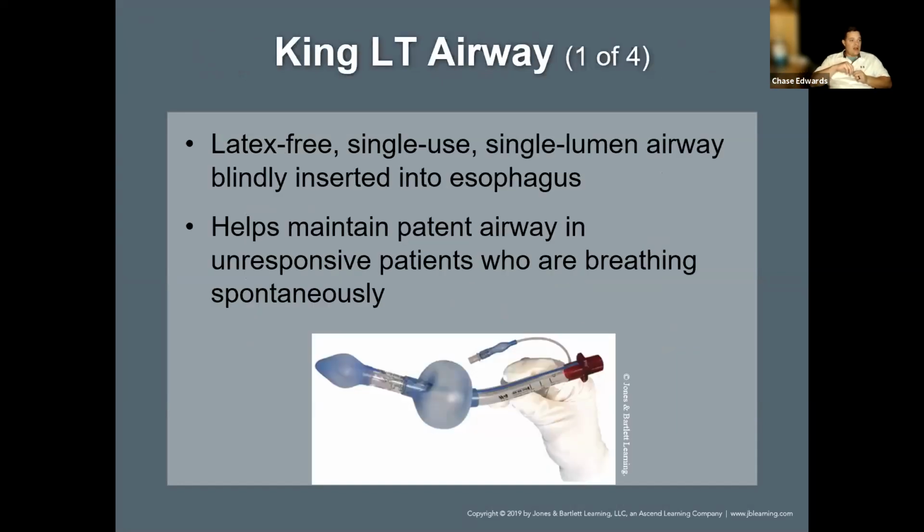So here's a few airway devices. King Airway, awesome stuff there. It's a latex-free, single-use, single-lumen airway that's blindly inserted into the esophagus. It can be used to provide positive pressure ventilation to apneic patients. It helps maintain a patent airway in unresponsive patients who are breathing spontaneously. And the device consists of a curved tube.